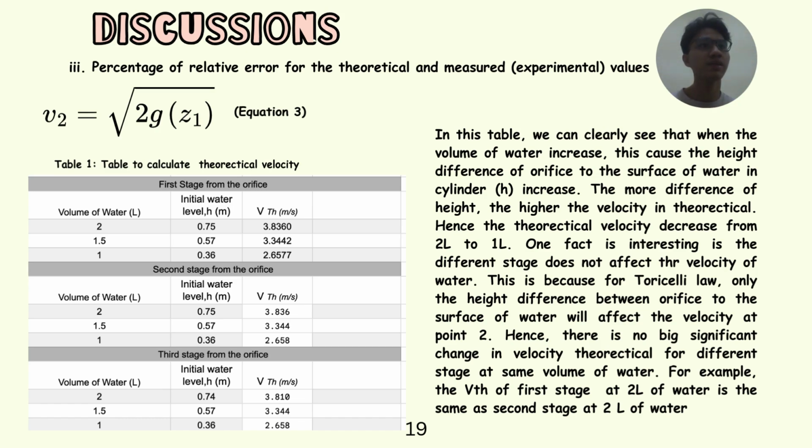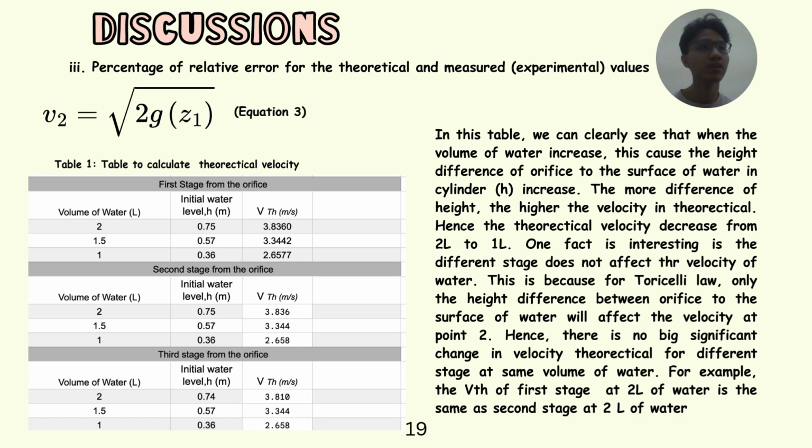In this table, we can clearly see that when the volume of water increases, this causes the height difference H from the orifice to the surface of water in the cylinder to increase. The greater the height difference, the higher the theoretical velocity. Hence, the theoretical velocity decreases from 2 liter to 1 liter.